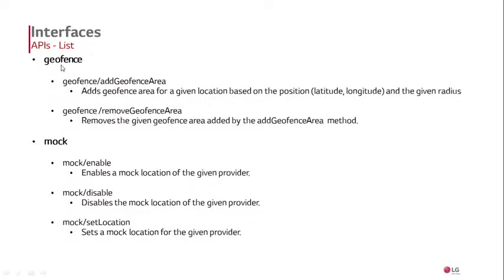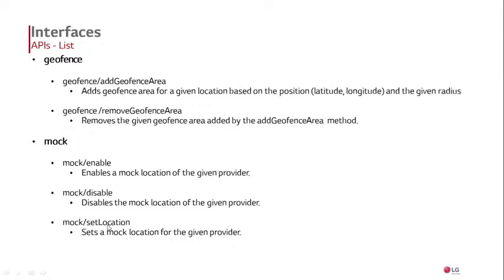And the geofence: add geofence area and remove geofence area. These 2 API calls have been provided from the location service, but the functionality has not been implemented yet. So we can only use these APIs to get a dummy response. Add geofence area adds a geofence area for a given location based on the position, longitude and latitude, and a given radius. Remove geofence area removes the given geofence area added by the add geofence area method.